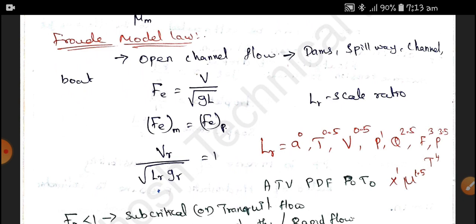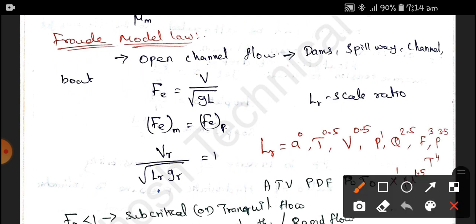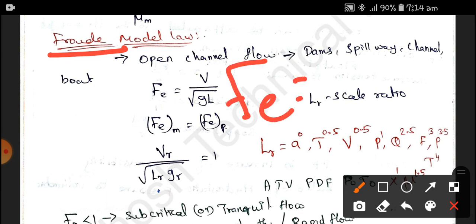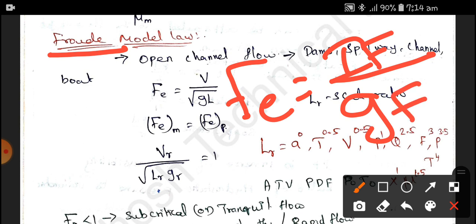If we want to conduct an analysis of a dam, a channel, or a spillway, we can use the Froude Model Law to compare the model and the prototype. We know that Froude law is the ratio of inertia force to the gravity force. So inertia force to the gravity force is the Froude model law.